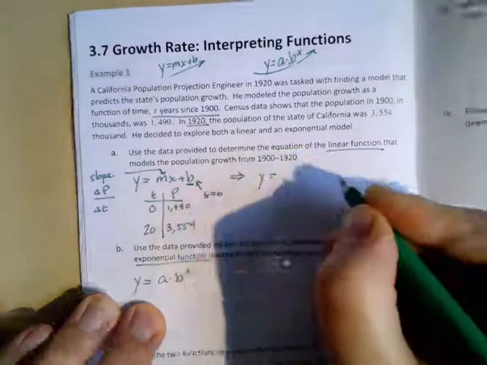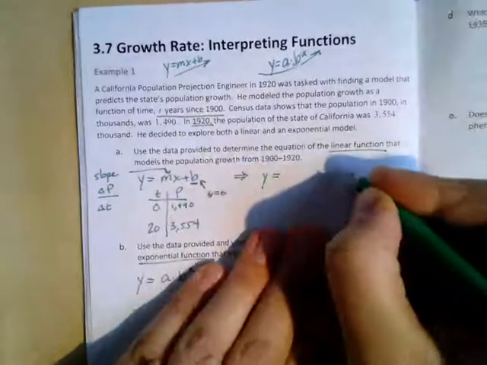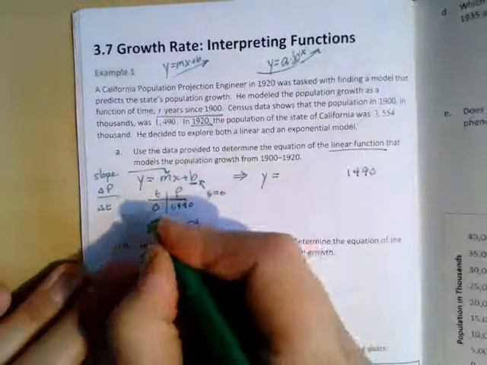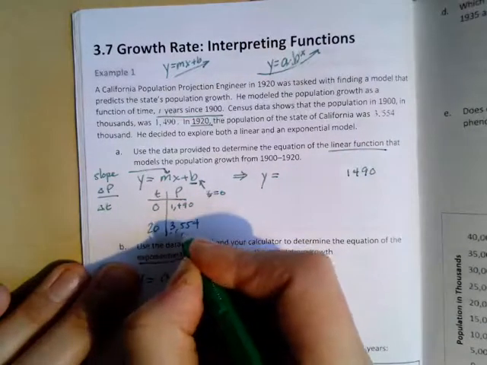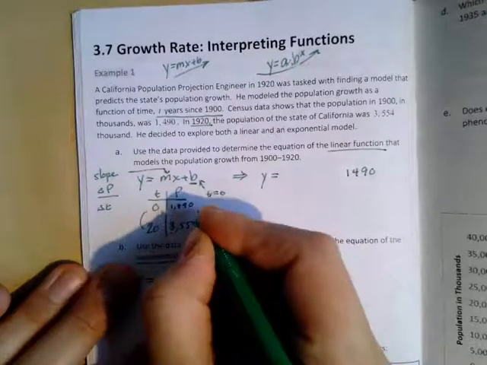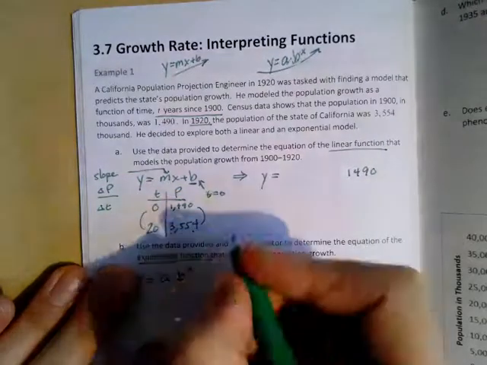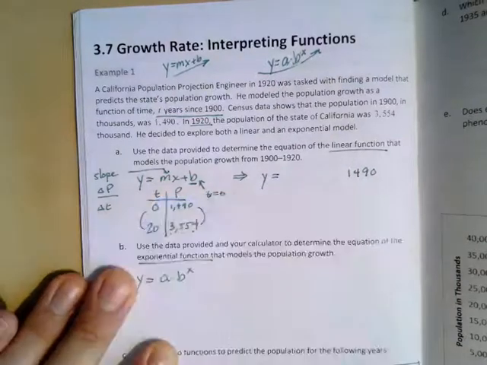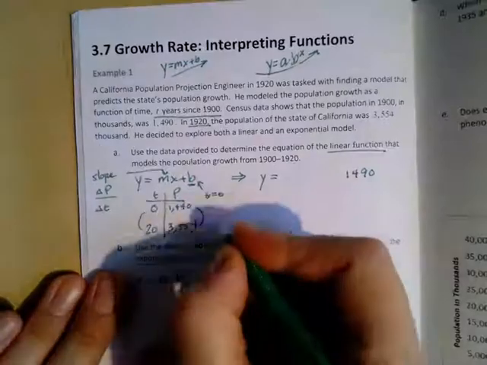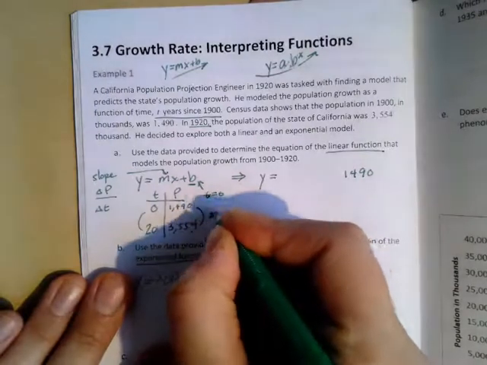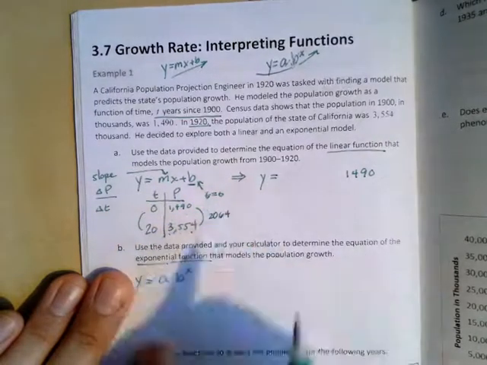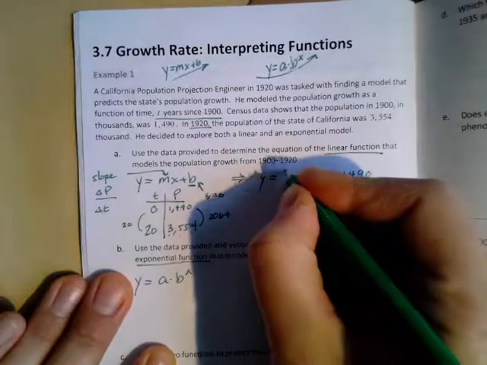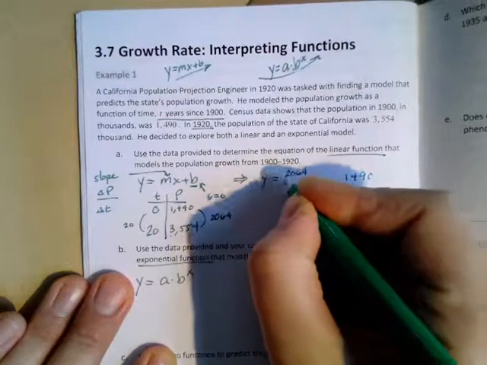Well, in this particular case, my function is actually pretty simple. I already know that in year 0, my population is 1,490. Twenty years later, my population is 3,554. So if I take the difference of the two, that's 3,554 minus 1,490, that's 2,064. And the difference in time is 20. So my slope is 2,064 over 20 in terms of t.